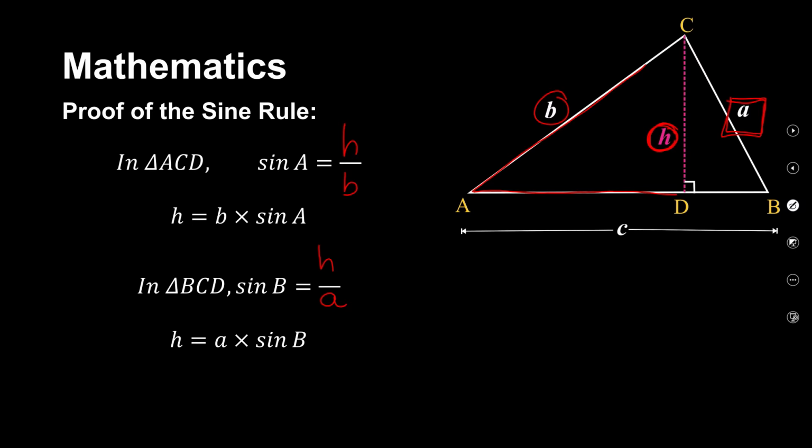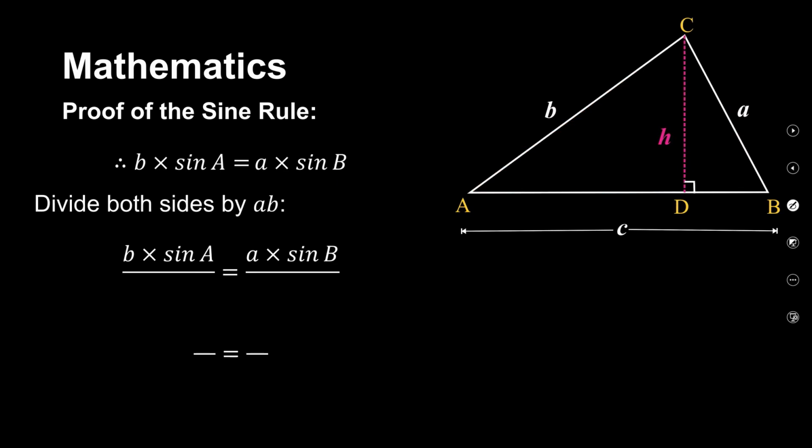Now, where are we going with this proof? We've got two different equations that both equal H. So what we can do now is equate both right-hand sides together. We can equate B times sine A with A times sine B, because they're both equaling H. And we can now construct a new equation that looks like this. B times sine A is equal to A times sine B. Pretty simple. We just found out sine of A, we found out sine of B, we made H the subject of the formula, and now we're equating both right-hand sides. The next part of our proof is really simple.